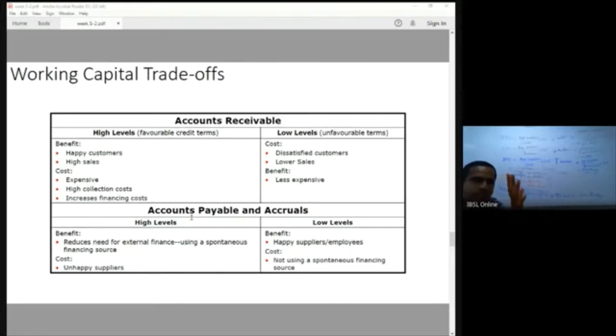How do you strike a balance? Maybe based on your competitors' actions, what the competitors are doing, or your customer expectations. Maybe the customer doesn't expect 91 days. He might be happy to settle in 60 days and finish it off. Things like that need to be looked at.